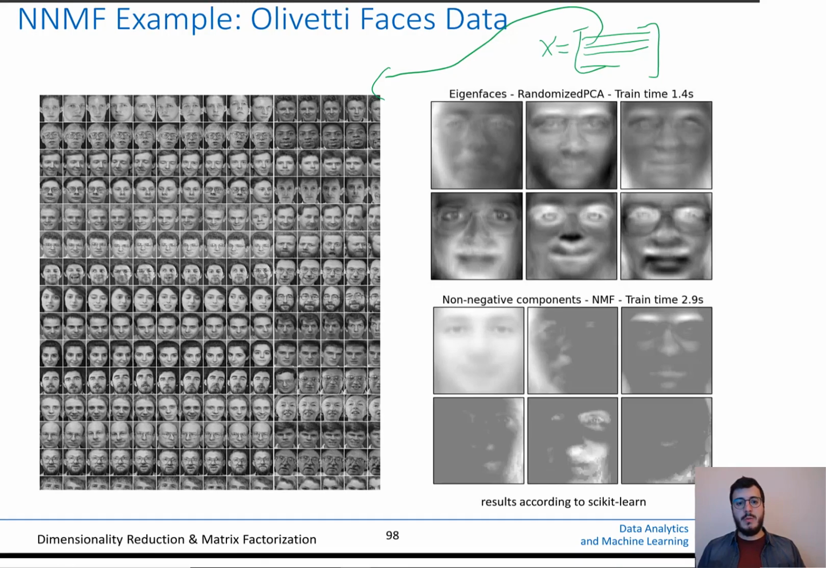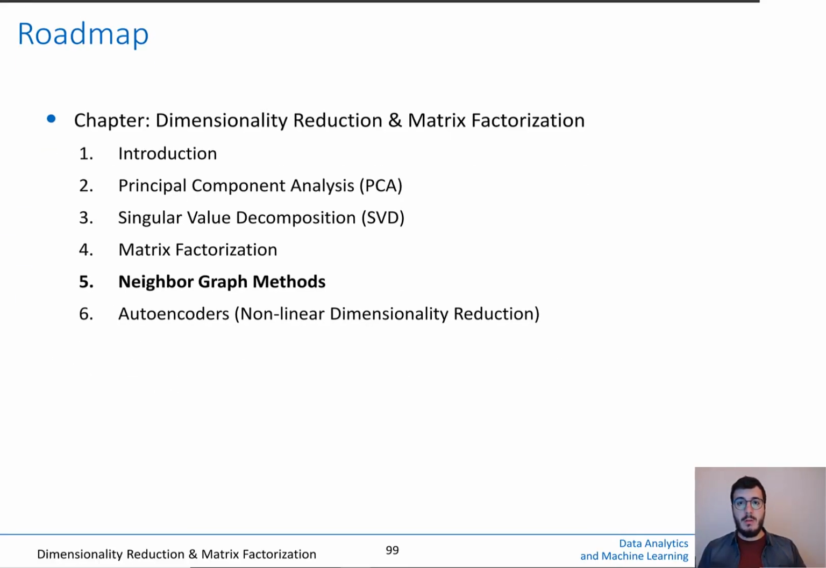Okay, so that was it for this video. We've discussed matrix factorization, and we discussed especially how you can use this approach for recommender systems. In the next videos, we discuss other non-linear dimensionality reduction techniques, specifically neighborhood graph methods and autoencoders.